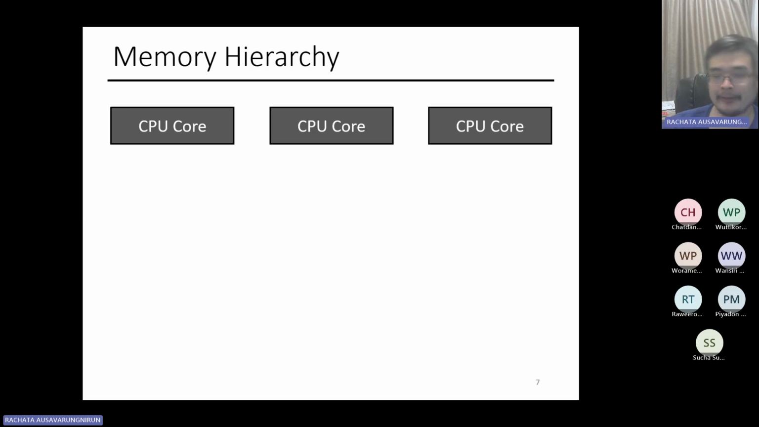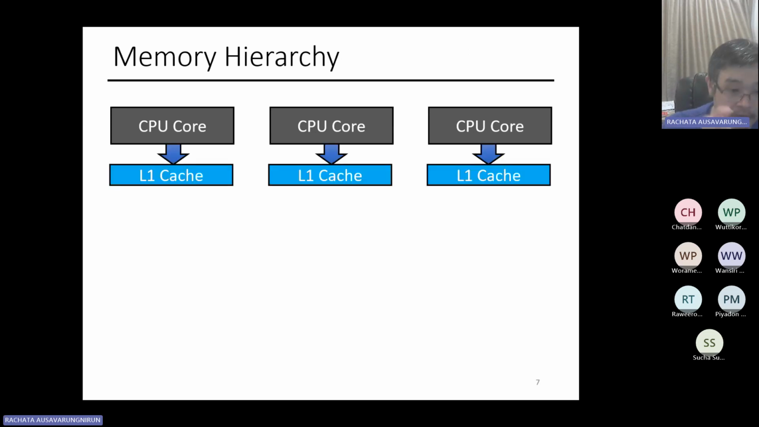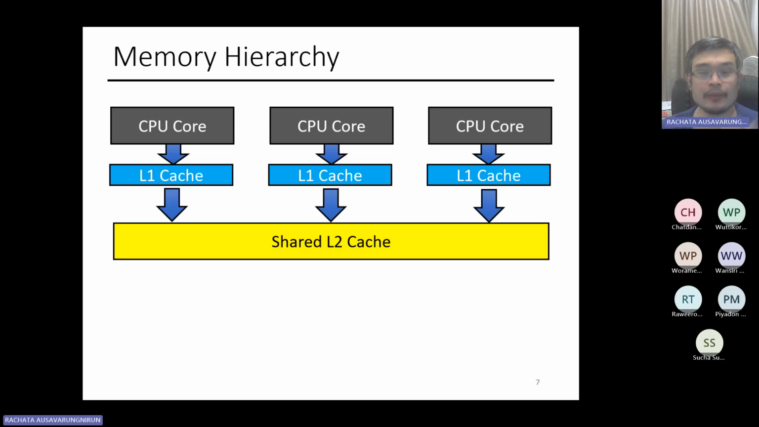So here's the memory hierarchy. You have the CPU core. Then most of the time in your CPU, you have what we call the private L1 cache. So each core has its own L1 cache. Whenever you need data, the first place you check is the L1 cache. Then if your data is not here, you will go to the L2 cache that's shared, right?